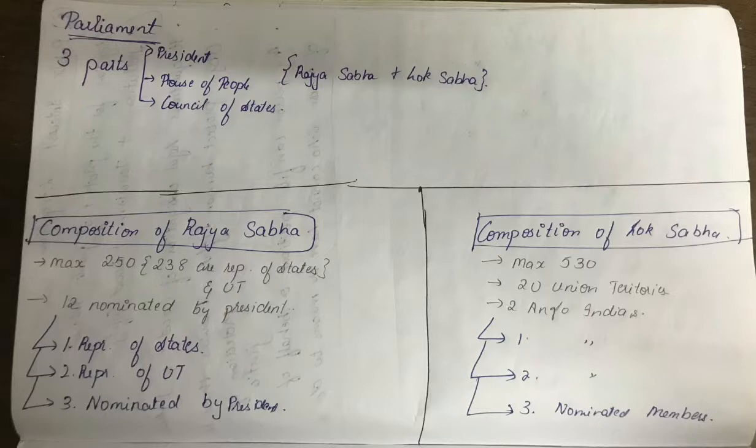However, there is a very important thing you need to keep in mind. First, in Rajya Sabha there is representation of the states. Second, representation of the union territories. Third, it is nominated by the president. Representation of the states, union territories, and nominated by the president.